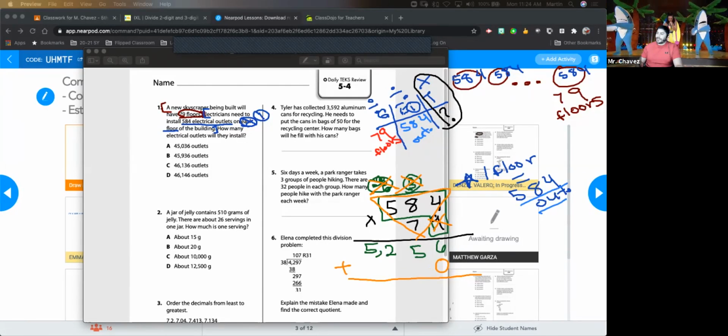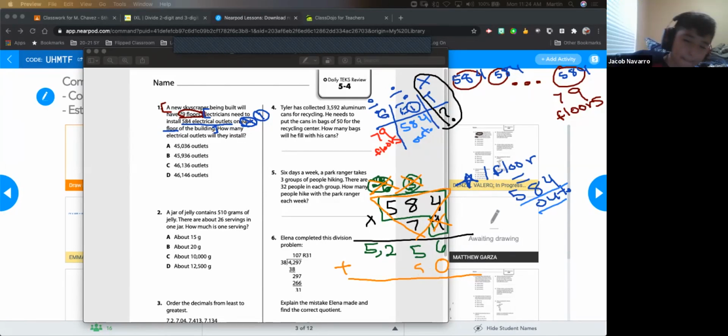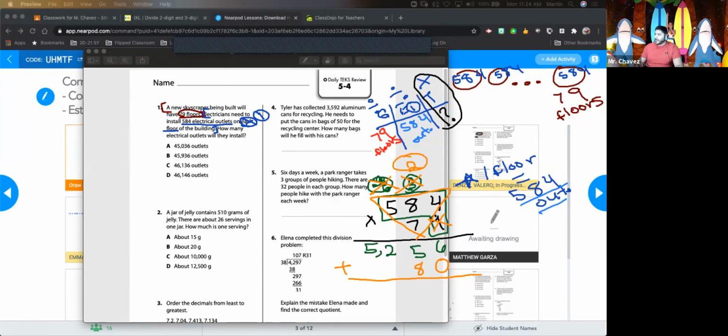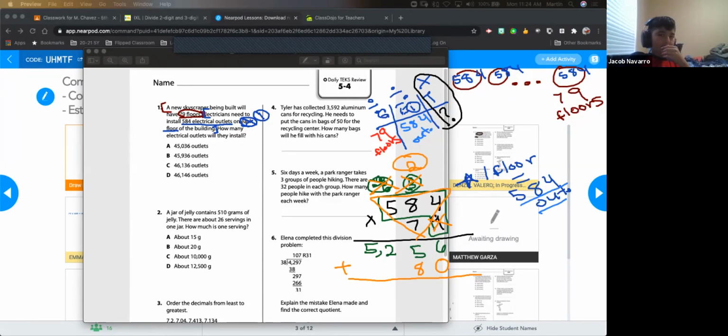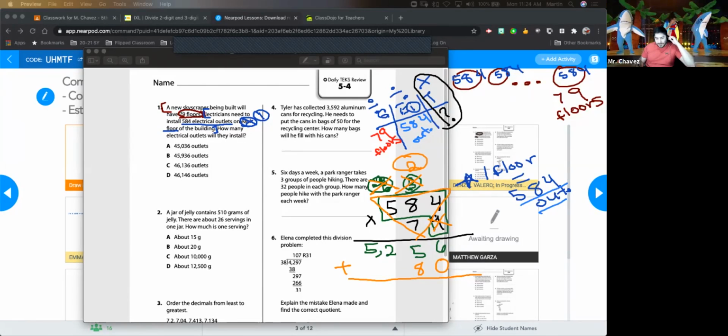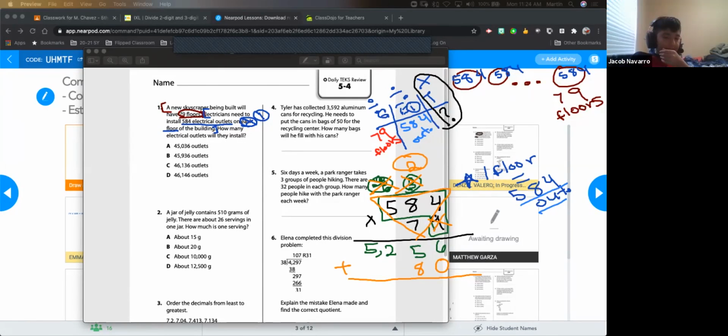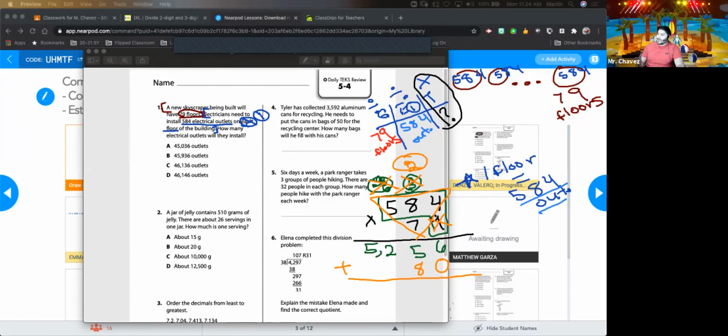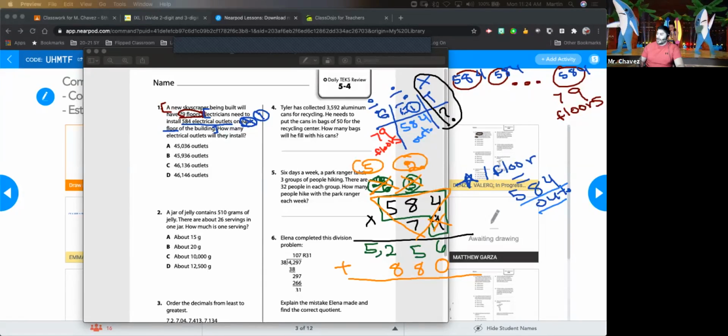Can someone tell me what 7 times 4 is? 28. Carry the 2. What's 7 times 8? 56. And then you add 2 more: 57, 58. And then 7 times 5 is 35, but then add 5 more. So 35 plus 5 gives you 40.